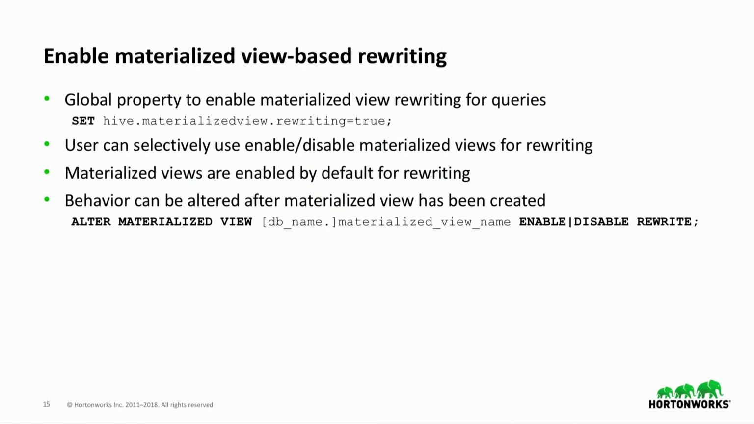Now, some important properties to enable materialized view rewriting. There is a global property to enable and disable it in Hive. By default, I think it is enabled. Then a user can also selectively enable or disable materialized views for rewriting. When you create a materialized view, by default it will be enabled for rewriting, but you can use the ALTER MATERIALIZED VIEW statement to disable it if, for some reason, you want to do some testing. So you can control these things with these properties.